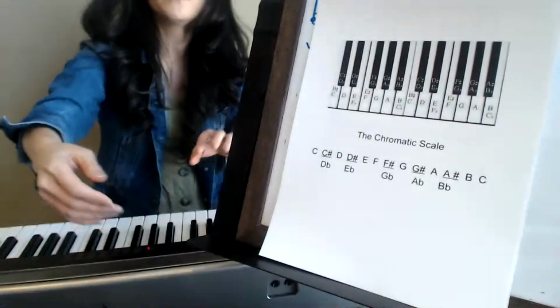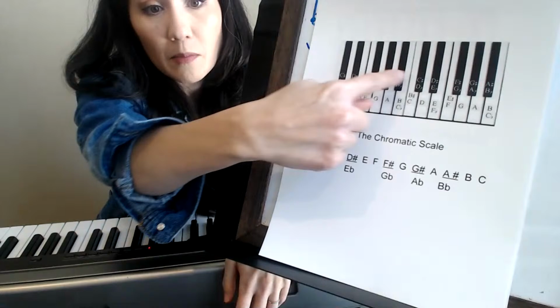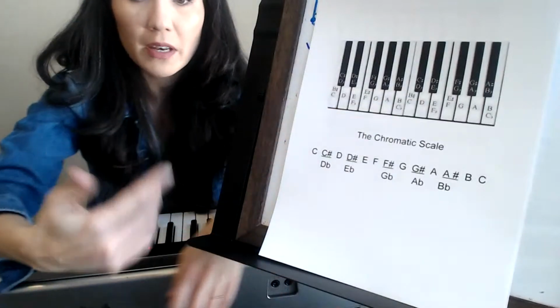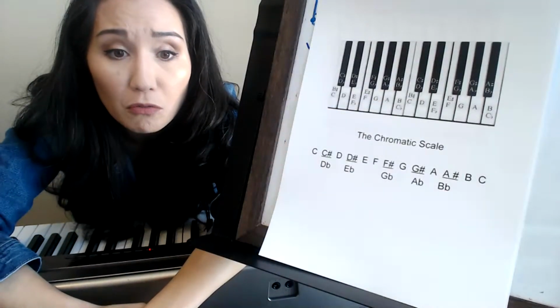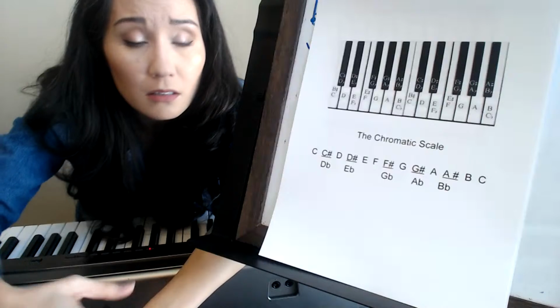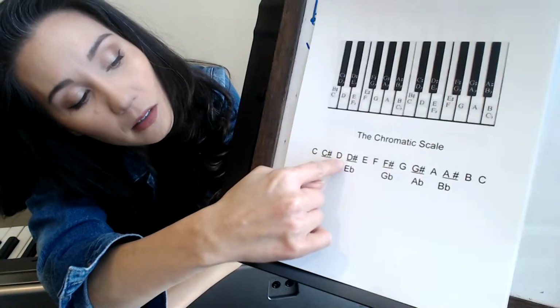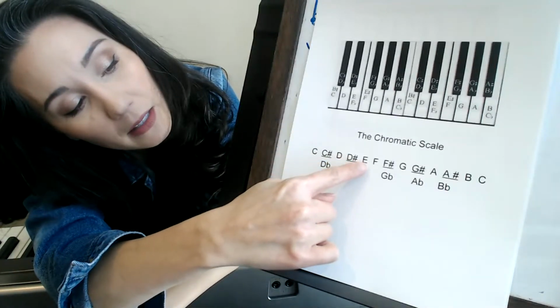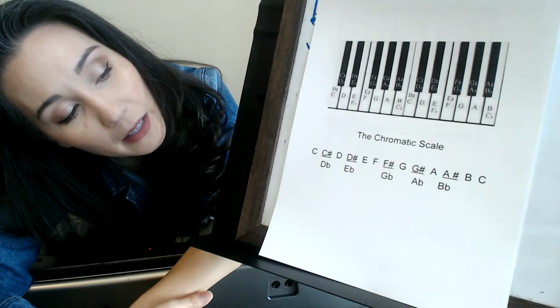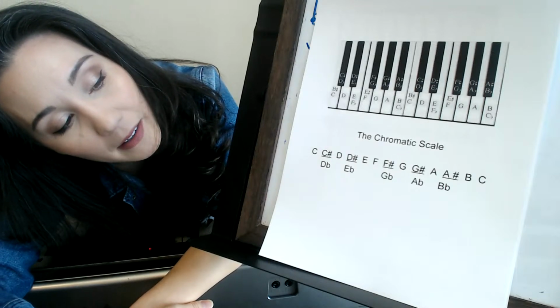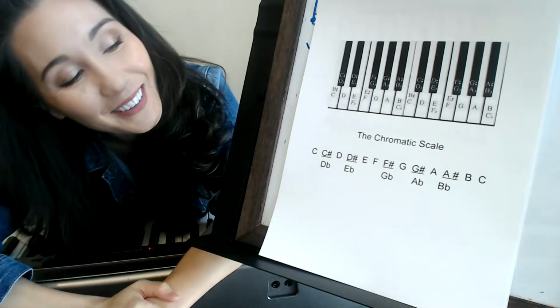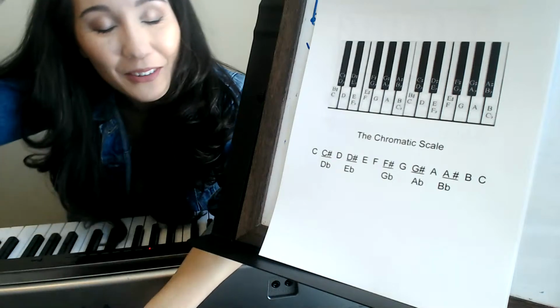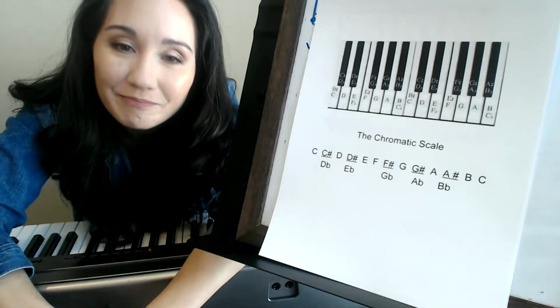Here it is. So these are all the names on the keyboard, and then this is just written out in linear form. C, C sharp, D flat, D, D sharp, E flat, E, F, F sharp, G flat, G, G sharp or A flat, A, A sharp or B flat. And then we have a B flat, a B to a C.